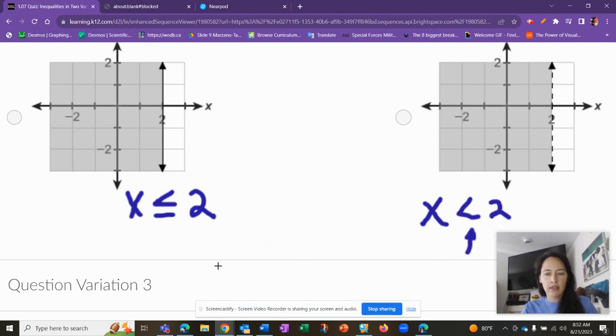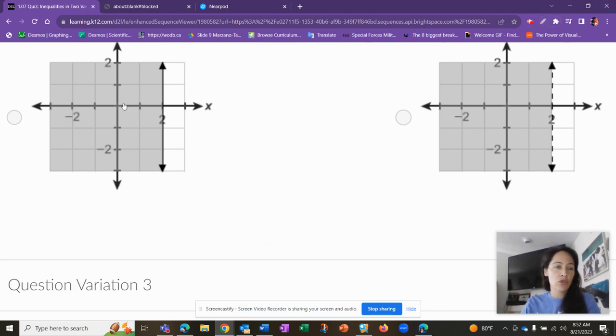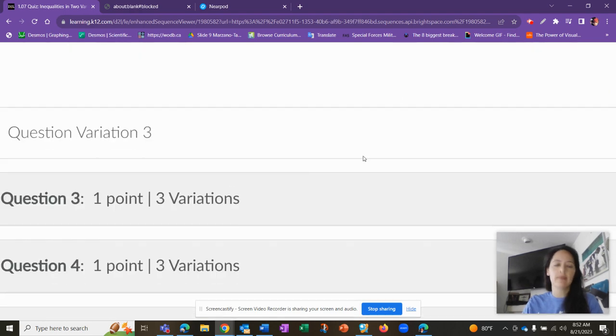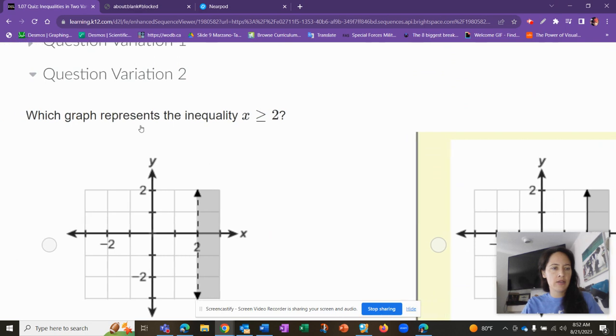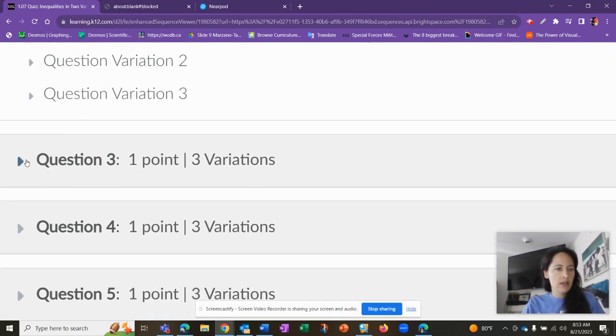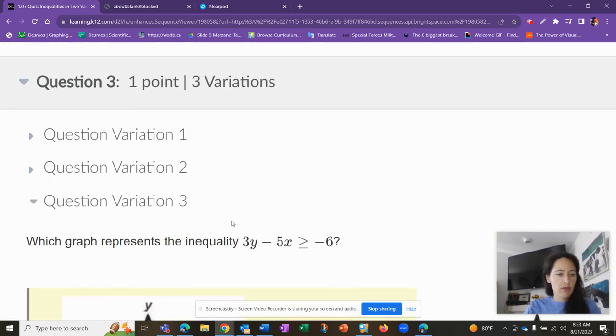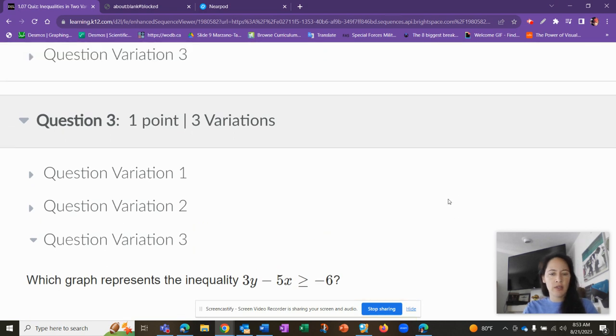Dotted line, solid line. Where it crosses the x, right? And then the direction of the shading, the less than. Those are all the values where x is, like, -2, -1, 0, 1. Okay, hopefully that makes sense. If it doesn't, reach out, let me know, ask those great questions. It's about making sense. Question 3, variation 3. Which graph represents this inequality?